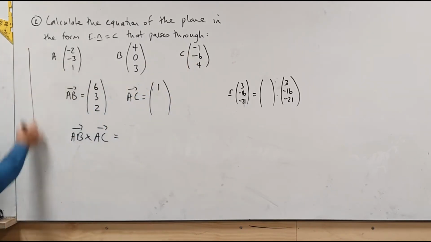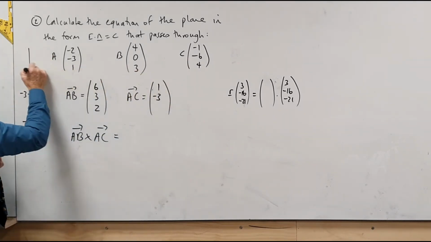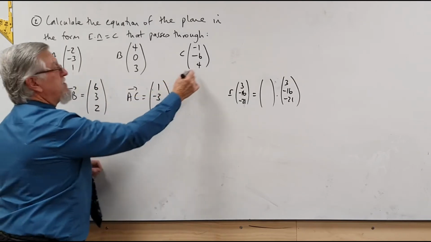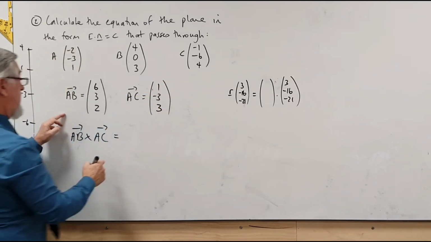Yeah, I almost want to go, there's minus 3 and there's minus 6. So we went down 3. There's 1 and there's 4, so we went up 3. Almost like going back to year 7s or 8s. So that's up 3. And then we get the cross product.